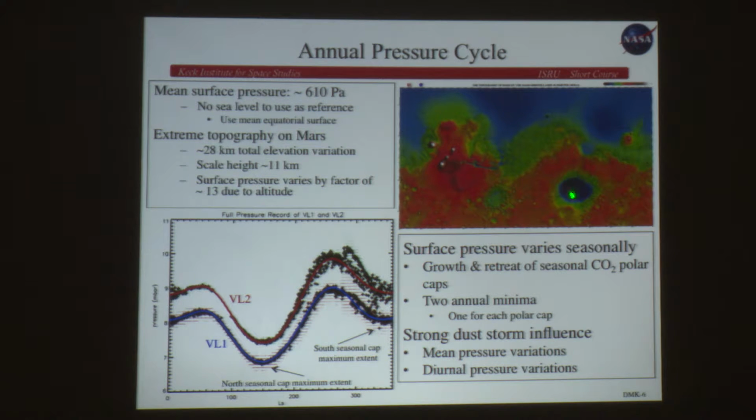Mars has extreme topography, as it was noted here, with about 28 kilometers of total elevation variation. The scale height, or where you see the temperature or the pressure change by a factor of e, is about 11 kilometers, actually very similar to the Earth's value. And so between the lowest point, Hellas, and the very top of Olympus Mons, you get a factor of 13 in surface pressure just due to the altitude, which is much larger than you see on Earth. So it's something to take into consideration in terms of how much CO2. Yes, the average is 610 pascals, but the actual value you're working with may be significantly different depending on where you are and depending on the season you're at.